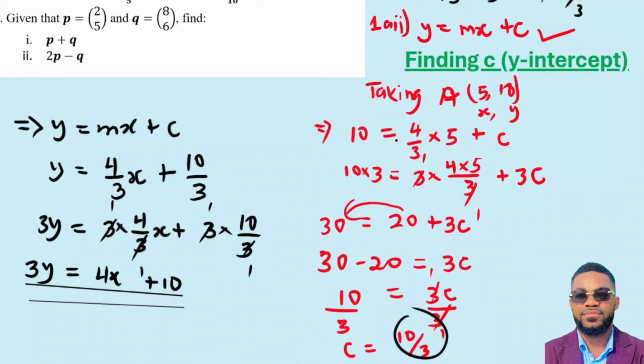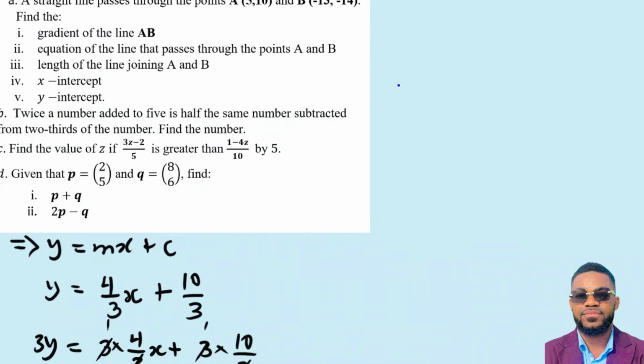So what I want you to know is that you have to know this general form, y = mx + c. Now look for the gradient, which is m. After that, look for the y-intercept, which is c. You do your substitutions back to get the equation of the straight line. So that is it. Now let's get the next question.